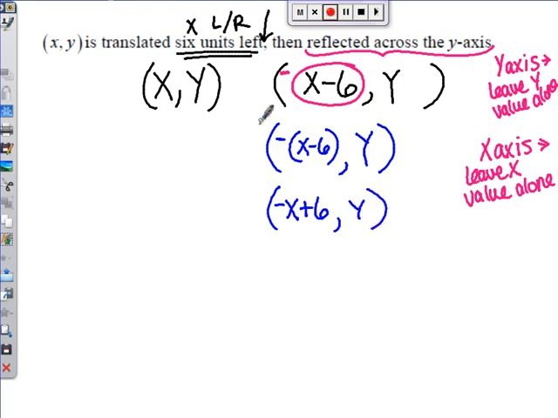So I would accept either of these answers. These are both correct. In one of them, you distribute the negative. In the other, you just leave it outside of parentheses.